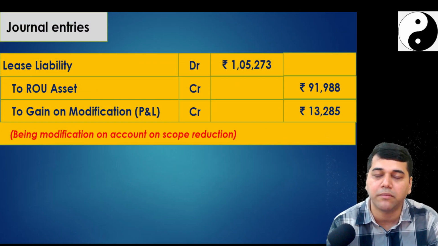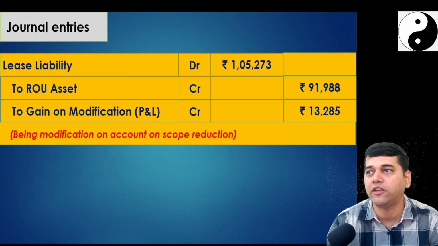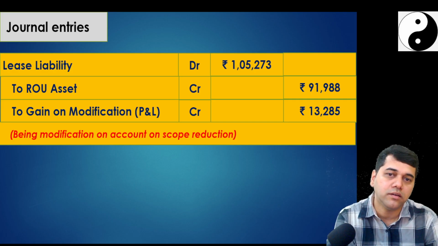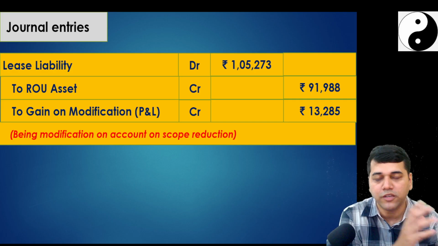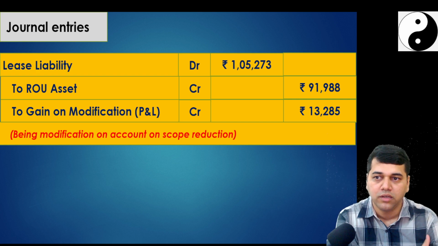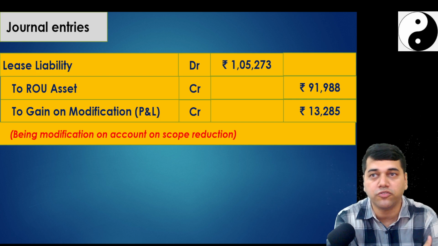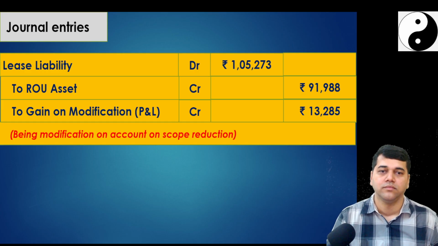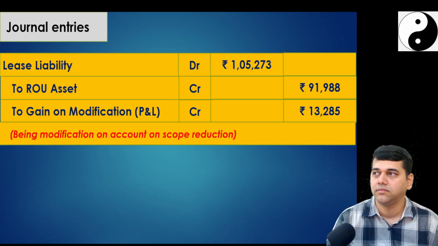Okay, pass the journal entry. Journal entry will be lease liability account debit, ROU and gain on modification. But this is fine, because I have to recognize gain on the proportionate. But my consideration also changes now. Clear?